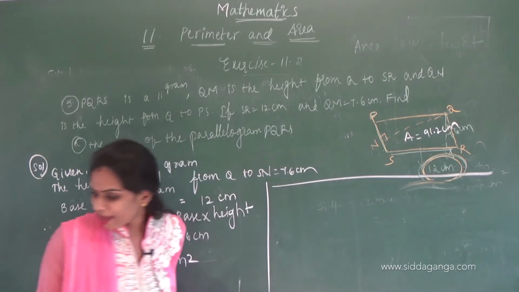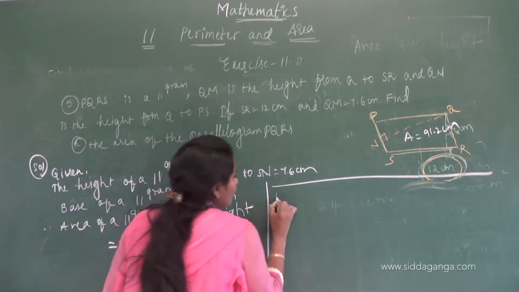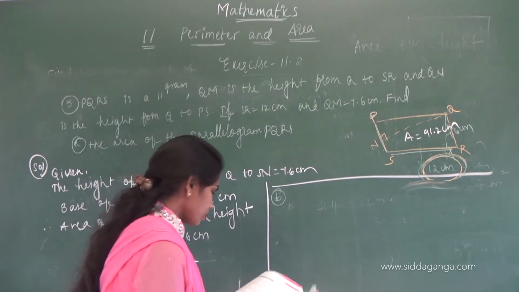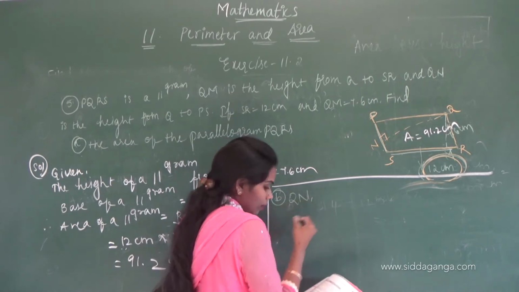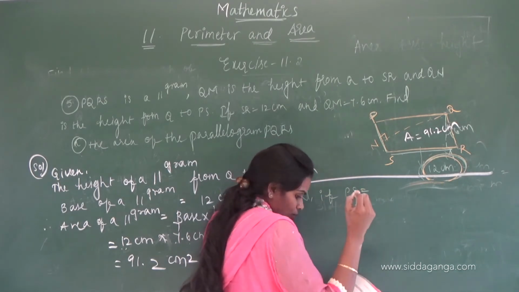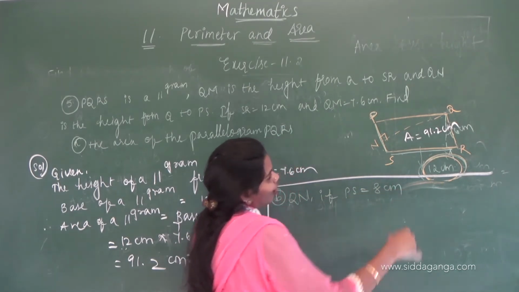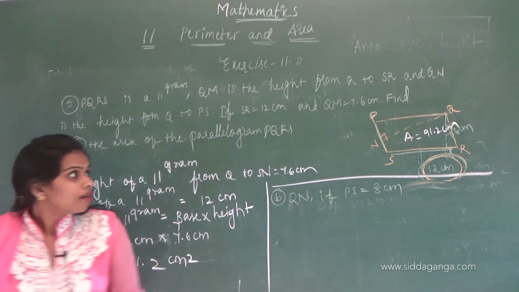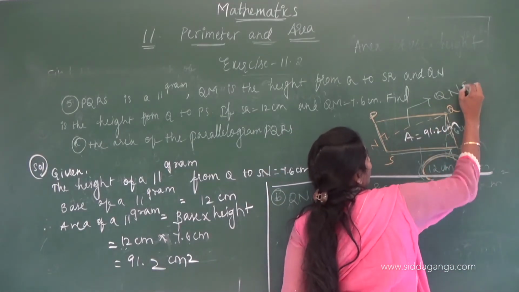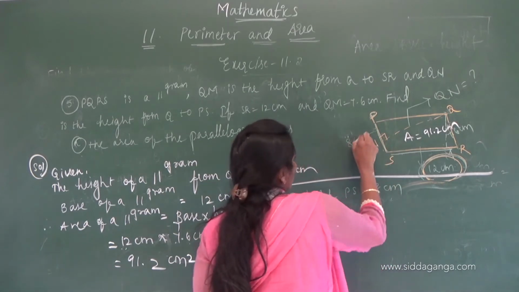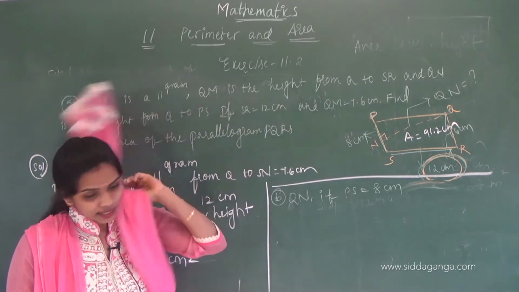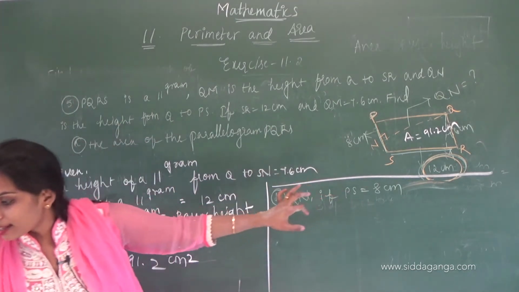Okay, children. Here the B question they have given like this. Find QN if PS equals 8 centimeters. We have to find this QN, where this one is equal to 8 centimeters. Therefore, PS is the base, correct? PS equals 8 centimeters.